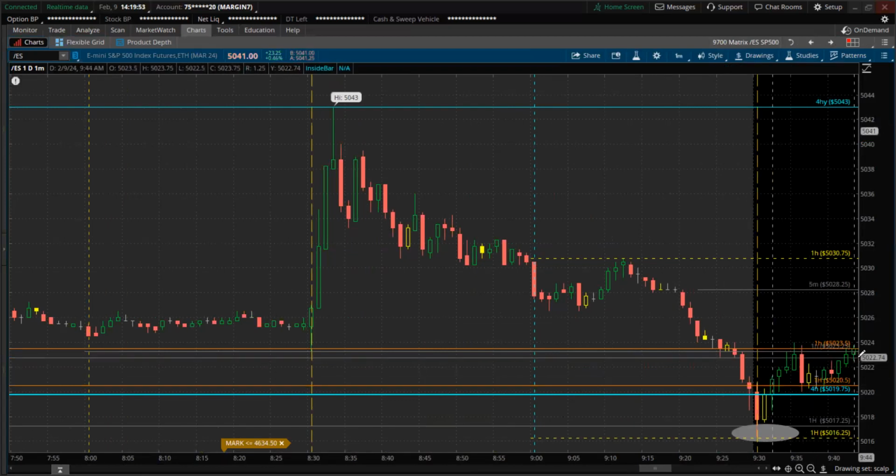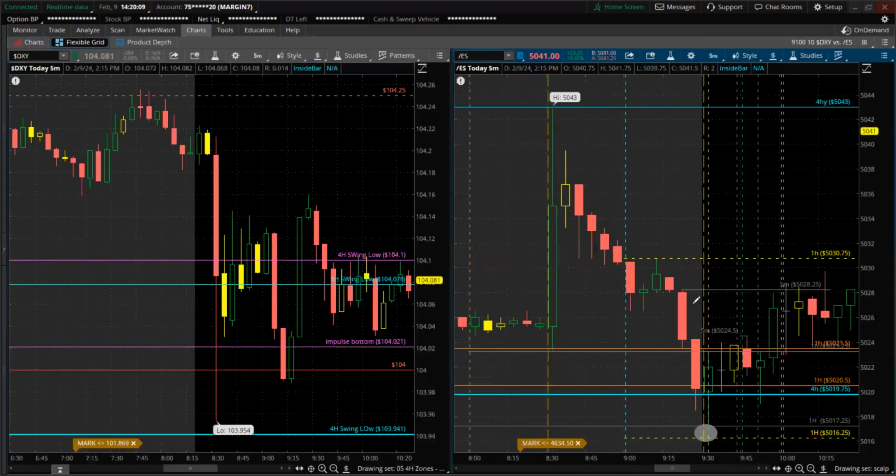Here's another trade I liked. This was another buy, 0943 and 50 seconds. I bought it, and what I did was the breakout. I'm going to start on the 5 minute because I think I had it on the 5 minute too.